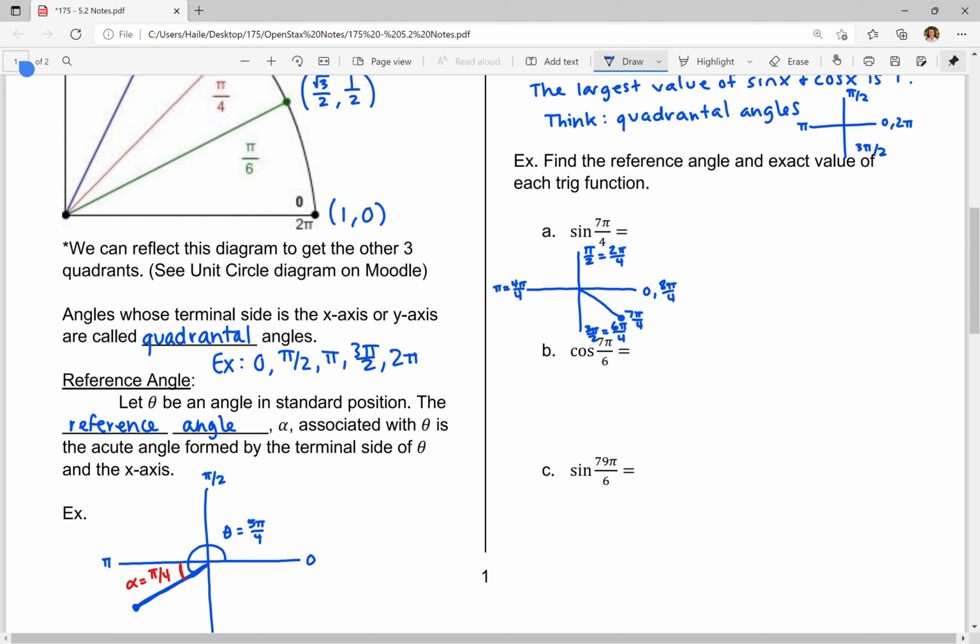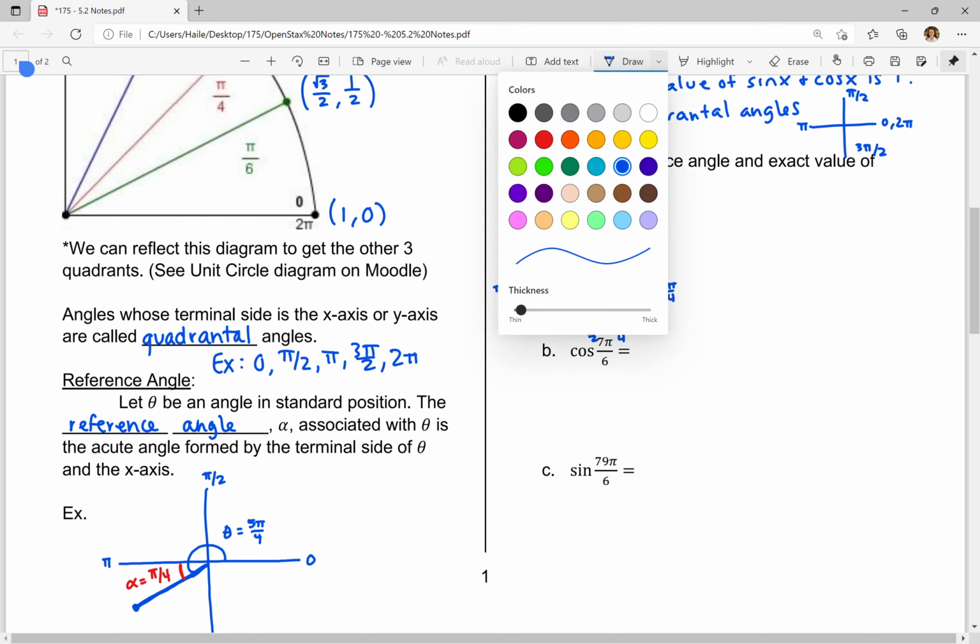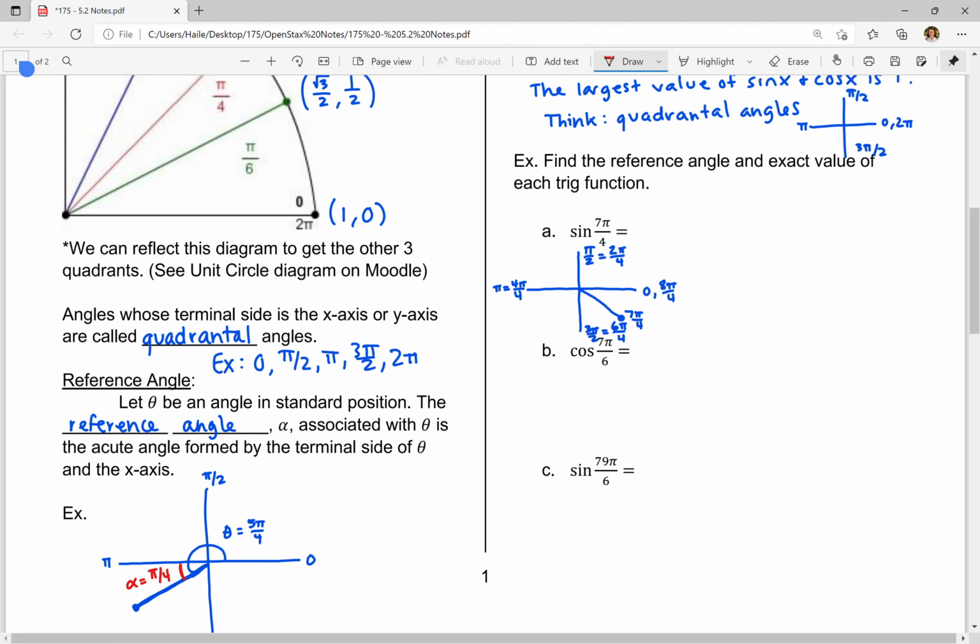Okay, so alpha is going to be the small angle in between that line and the x-axis. So alpha is going to be this distance in here. So how far is that? Well, if we think about this line right here as 2 pi, or 8 pi over 4, and we know that this line here is 7 pi over 4, well, what's the distance between those? So if we take 8 pi over 4 minus 7 pi over 4, that's a distance of just pi over 4. So pi over 4 is our reference angle.